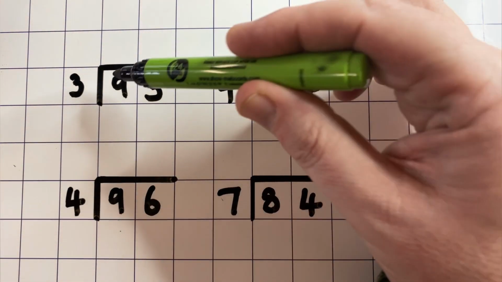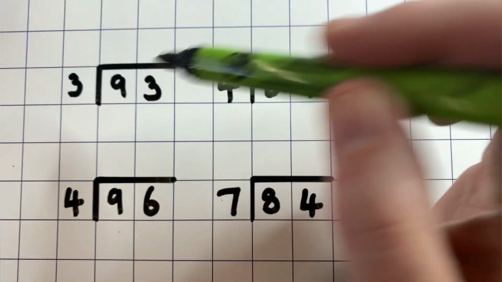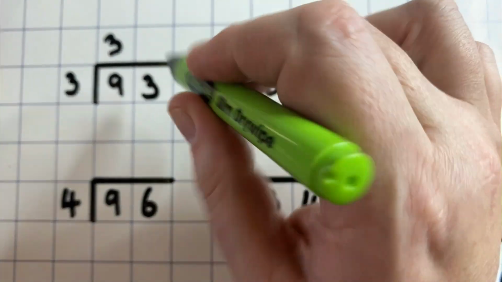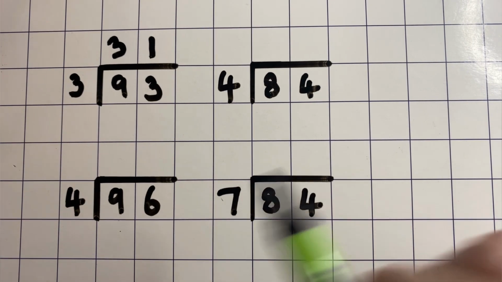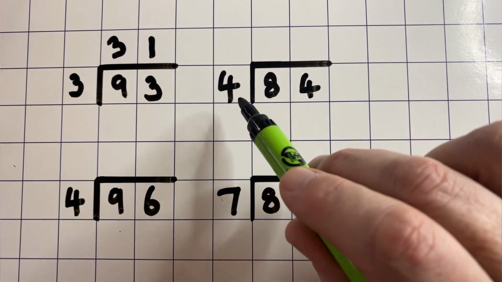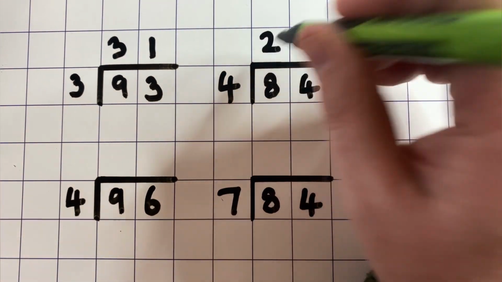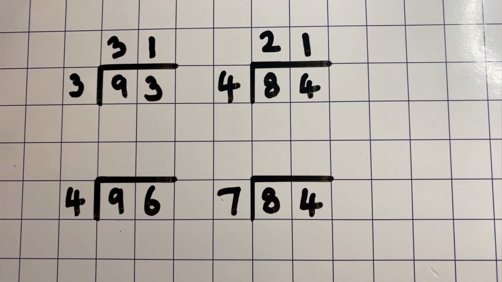So let's look at the first one, 93 divided by 3. All we do, how many 3's go into 9? That is 3. How many 3's go into 3? 1. Giving you an answer of 31. Similarly, with 84 divided by 4, how many 4's go into 8? That's 2. How many 4's go into 4? That's 1. Giving you an answer of 21. All nice and simple. Things get slightly harder with the next two, but really it's not too bad at all.